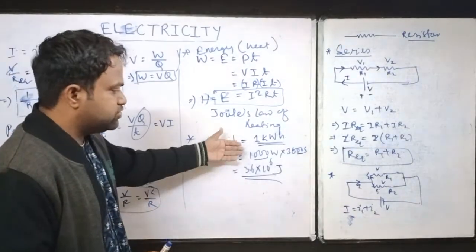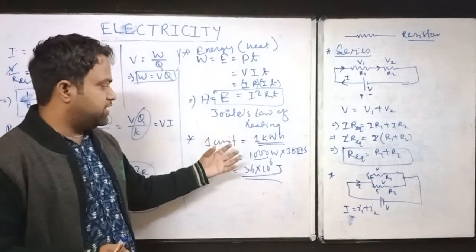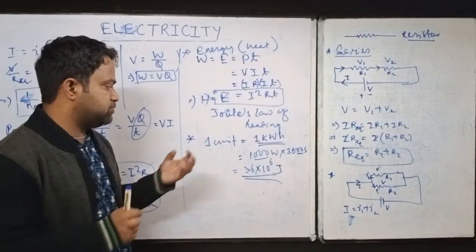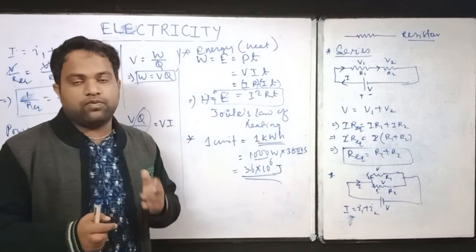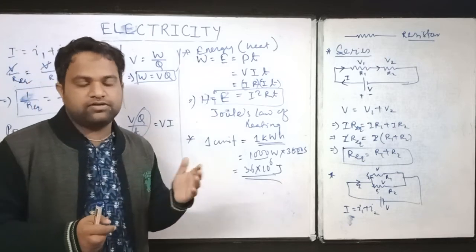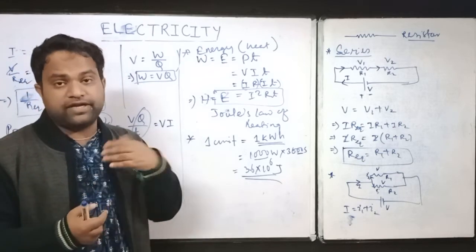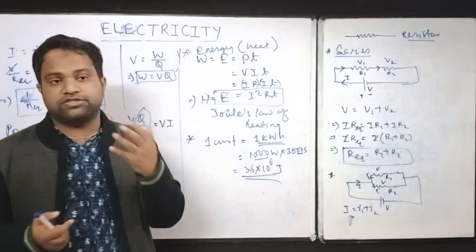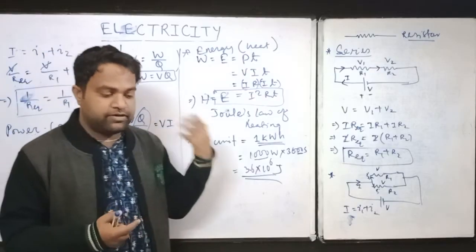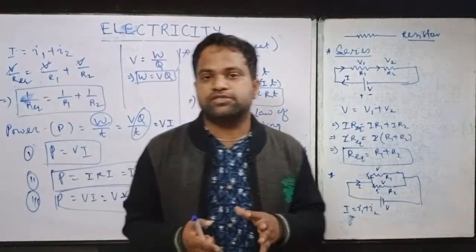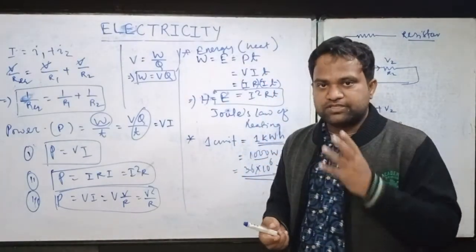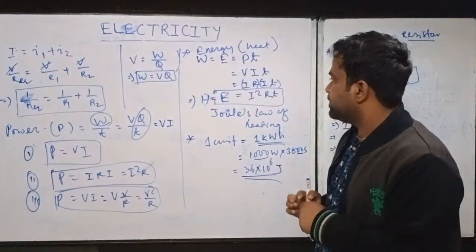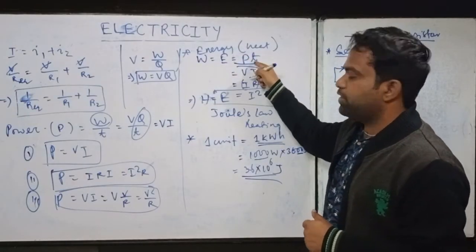Many questions come from this concept. For example, suppose you are using 5 bulbs and 1 television for the month of April, or 30 days. How much energy, or how much bill, will you pay at the end of the month? Let's say the per unit cost is 5 rupees. You can easily calculate. You first calculate the energy consumed. So energy is P T, right? This formula you will use, power into time.